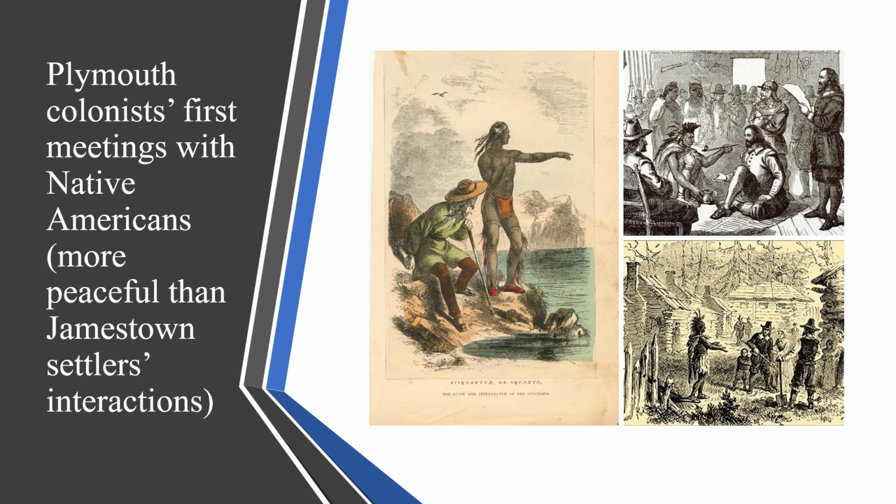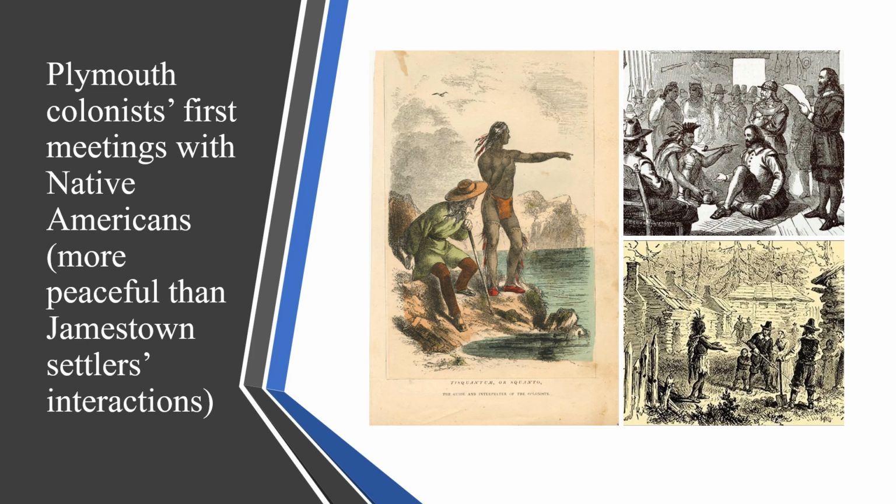John Carver, Plymouth's first governor, made a peace treaty with Massasoit. Both sides agreed not to attack each other, and both groups signed a mutual defensive pact, meaning that each signatory would come to the aid of the other in times of war.